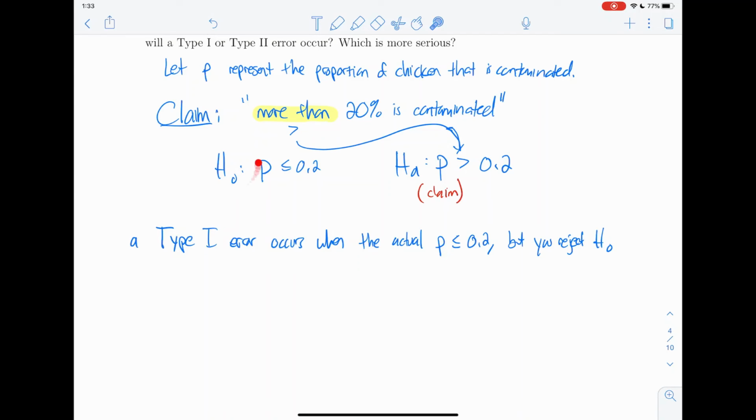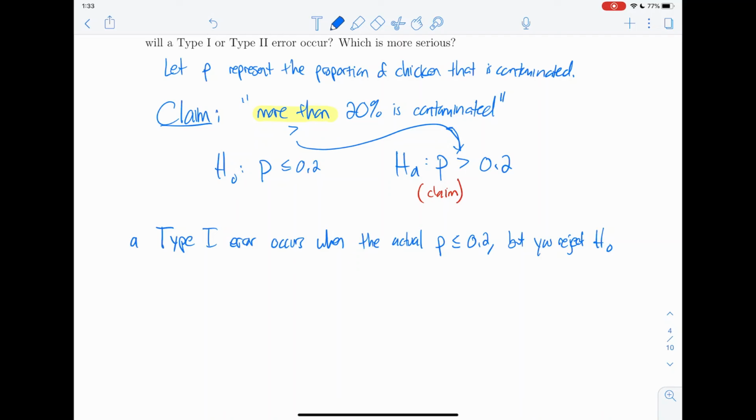So H naught right here is P is less than or equal to 0.2. If, through the math that we're going to learn next section, you choose to reject H naught and claim to the public that no, this can't be the case, but in all actuality it really is the case, this is a type 1 error.